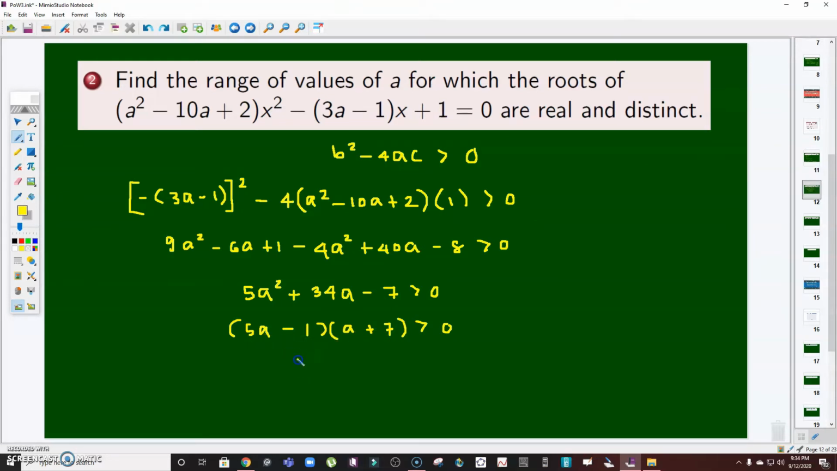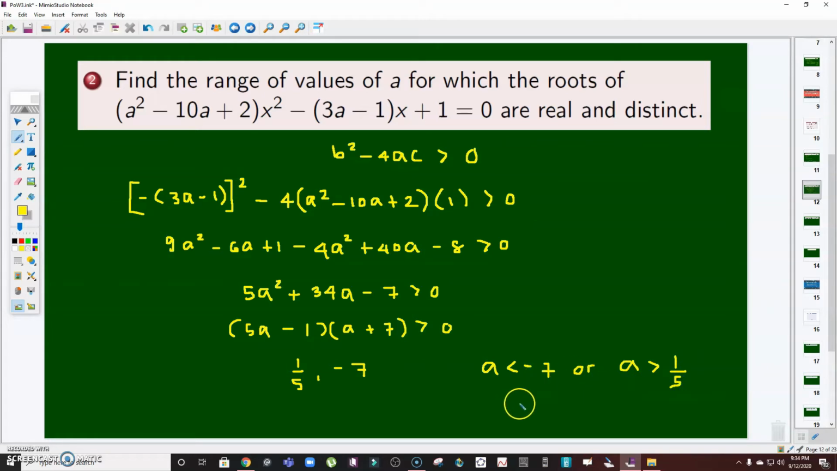So therefore, the values of a here are 1/5 and negative 7 if it were equal. However, it is greater than 0. Okay? So take note, the answer here should be like this. Your a is smaller than the smallest of the two roots, which is negative 7, or a is greater than the largest of the two, which is 1/5.